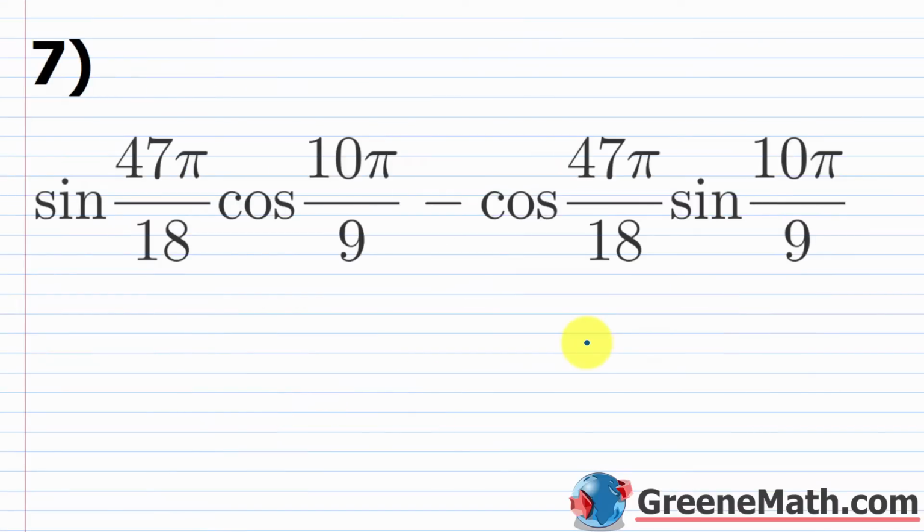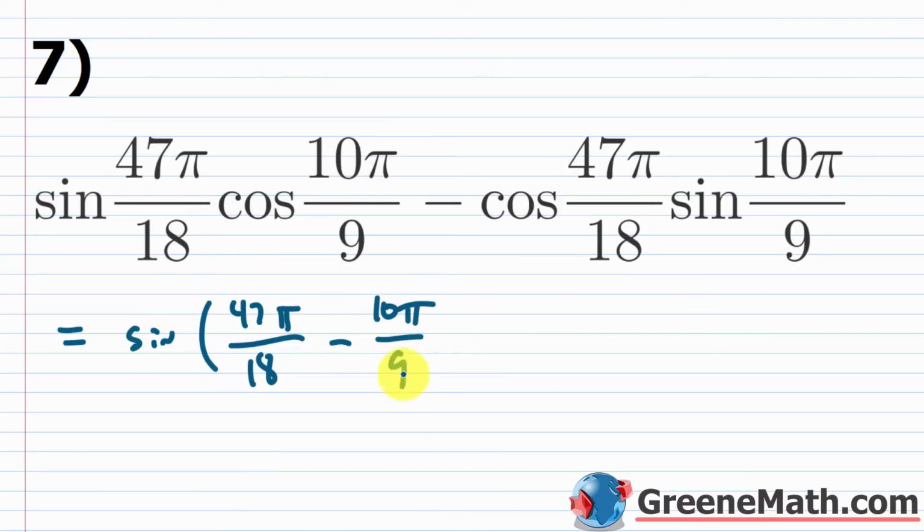All right, let's take a look at problem 7. So here we have the sine of 47 pi over 18 times the cosine of 10 pi over 9 minus the cosine of 47 pi over 18 times the sine of 10 pi over 9. So realize that this is just your difference identity for sine in reverse. So let's say this is equal to the sine of, I'm going to take the first angle, so 47 pi over 18, then minus the second angle, so 10 pi over 9. If you go through your formula, you're going to end up with this, right? So I'm just going in reverse.